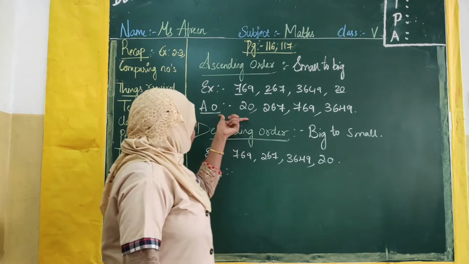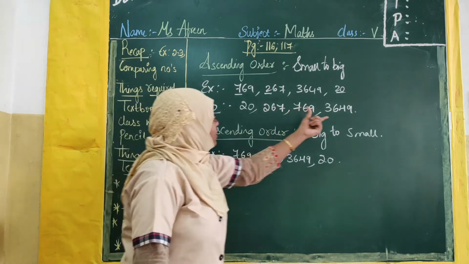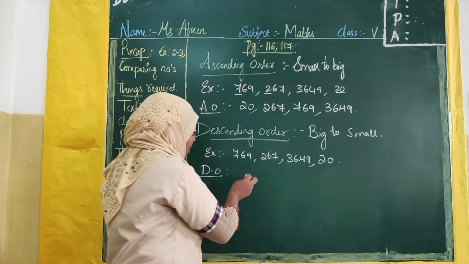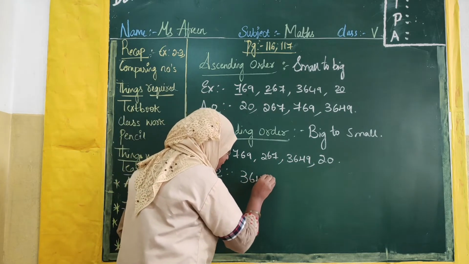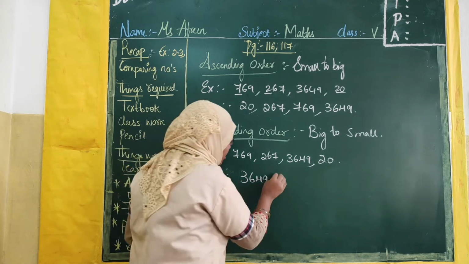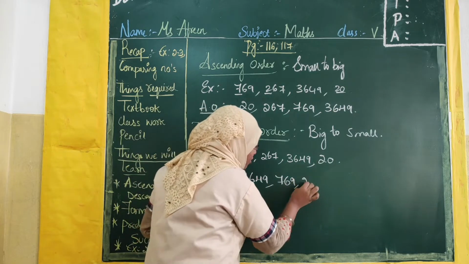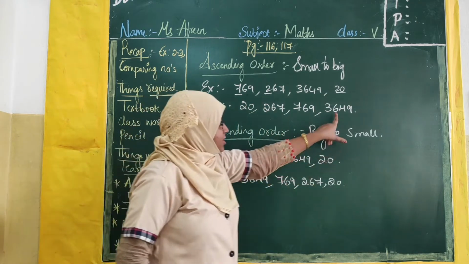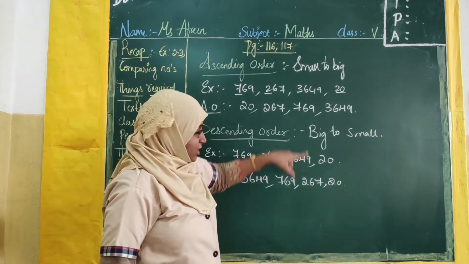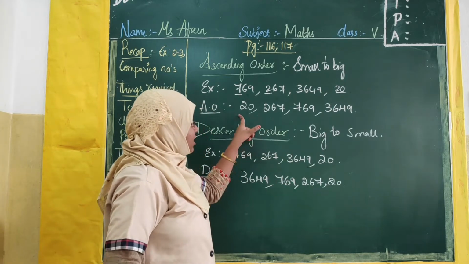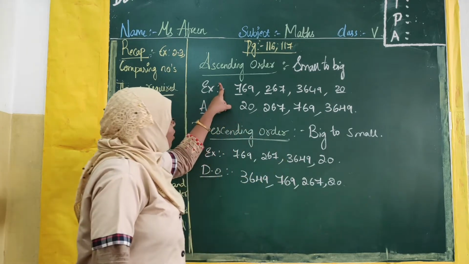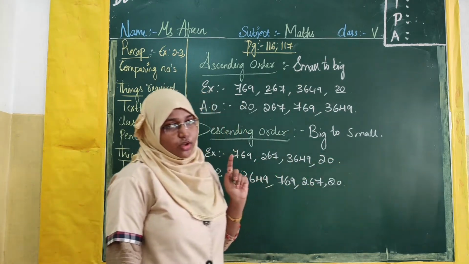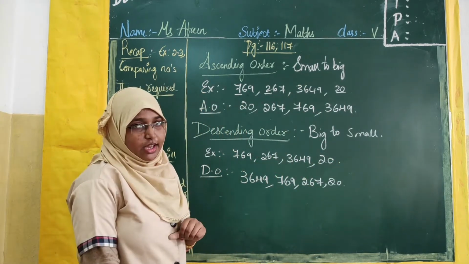Now if you see, whatever ascending order you have written, if you write the reverse order, that is our descending order, right? So highest is 3649. Next is 769 and 267, and at last 20. See, we have written in reverse: first 3649, next 769, then 267, and at last 20. Ascending order, small to big. Descending order, big to small. This is our ascending and descending order.